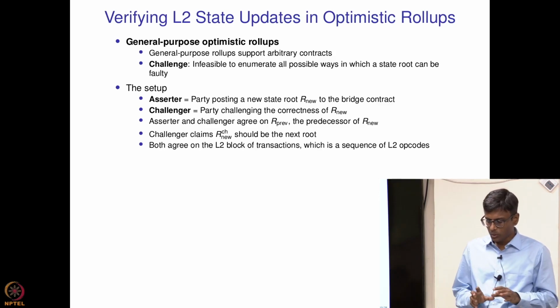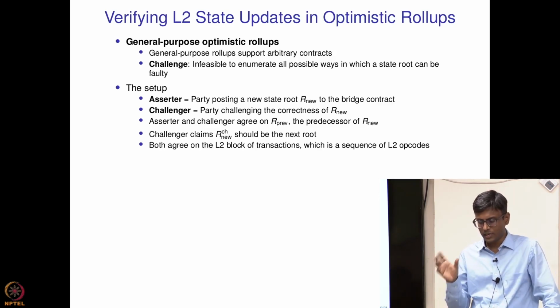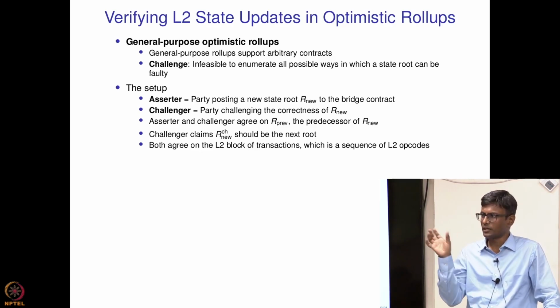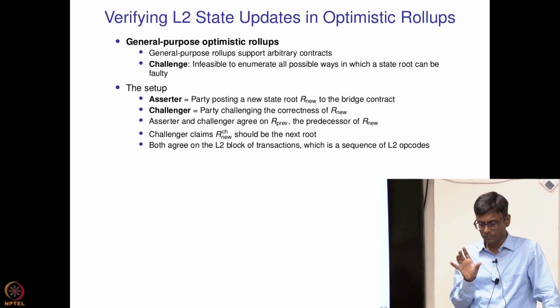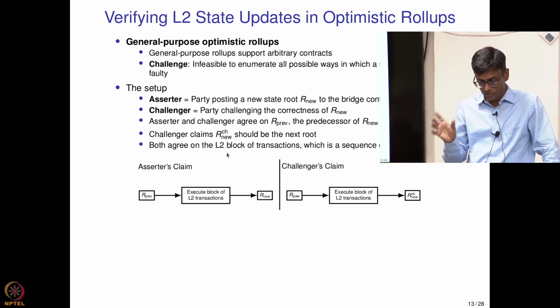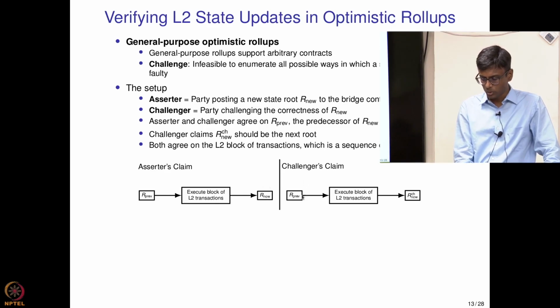But both agree on the layer 2 block of transactions, because this layer 2 block of transactions is posted as call data on the Ethereum main chain. So they both know that the block which is executed after R previous state root is a particular sequence of transactions. The asserter's claim is, from R previous, if you execute some block of transactions, you get R new as a new state root. But the challenger is saying no, that's not true.